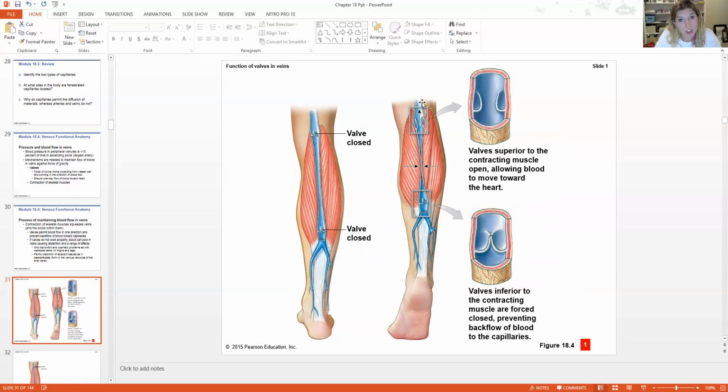That blood's getting pushed up and squeezed past that valve checkpoint, and then that valve will shut as that muscle relaxes, and it will prevent the backflow of blood down into the feet.